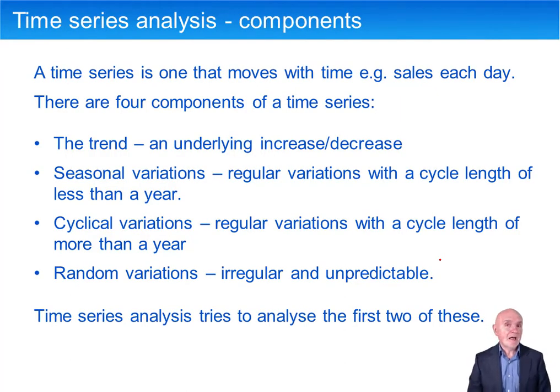We're dealing here with what's called a time series, and a time series is one which moves with time, like sales per day, or maybe costs per day, or maybe the number of people who come into your shop every week. We could keep track of that. Anything which varies with time is a time series. And there can be 4 components of a time series. First of all, there is a trend, which is the underlying general increase or general decrease as you go through time. Leaving aside all of the other ups and downs, we might see that it's on average increasing or decreasing. That's the trend.